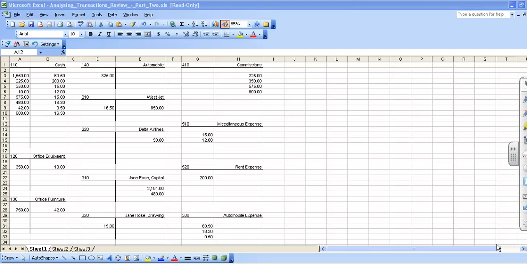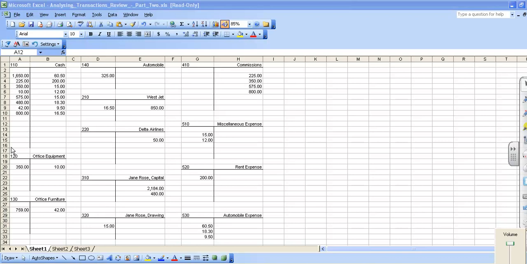Part 2. What we're now going to do is calculate our balances for each of our accounts. To begin with, make sure you have a look at the account number. For example, this one is 110. Remember, the initial number tells you whether or not it's an asset, a liability, or a capital account. This one is an asset because it begins with the number 1.